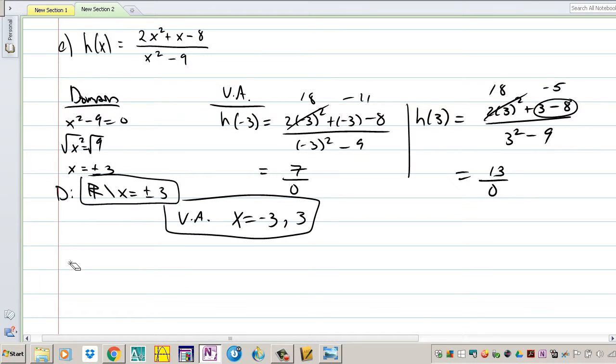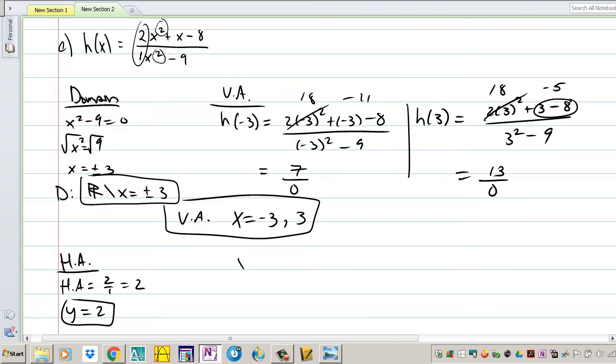Now let's do the horizontal asymptotes. Horizontal asymptotes, what do we do? We find out whether it's top heavy, bottom heavy, or same degree. And if you notice, same degree. So we divide these two numbers, and that's going to be our horizontal asymptote. So the horizontal asymptote is 2 over 1, which is 2. y is equal to 2.